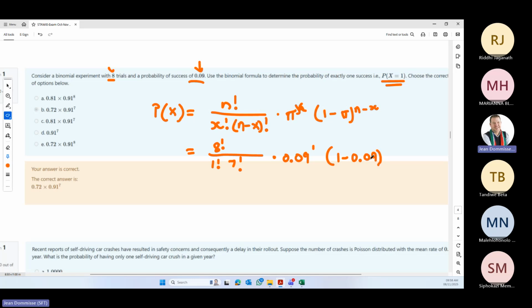N minus x. So again, 8 minus 1 is 7. What I normally do is I look at this component first. So 1 minus 0.09 to the power of 7. Because those two you can multiply out, but 0.91 to the power of 7.